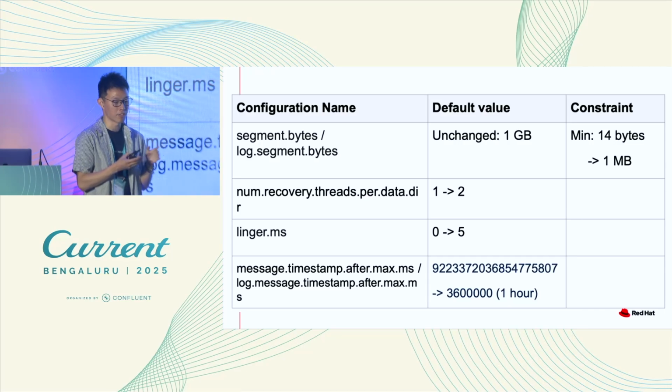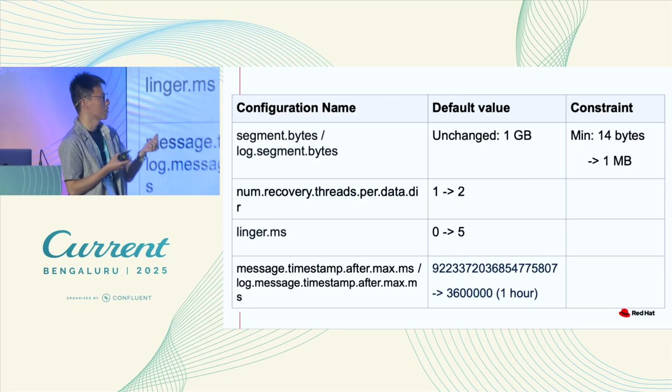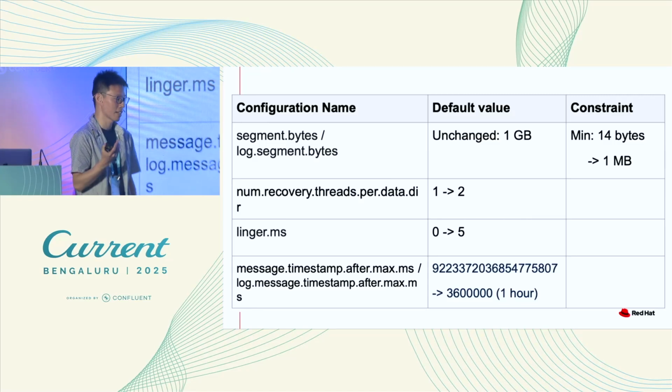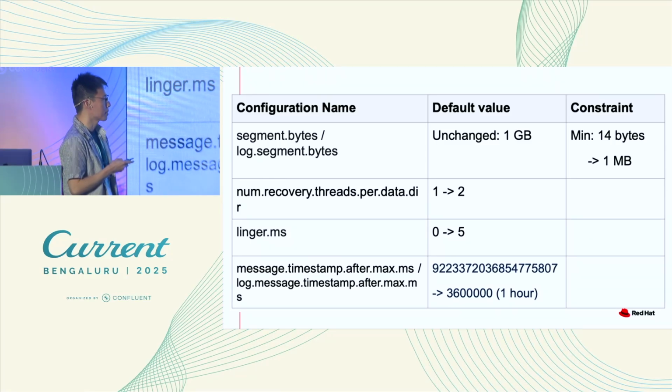So you can imagine if a user set log.segment.bytes to 14, it means the broker node will create a lot of small 14-byte files in your broker node. It will cause a lot of pressure on your operating system, right? So that's why we want to move it to 1 megabyte, to help prevent bad configuration from humans.